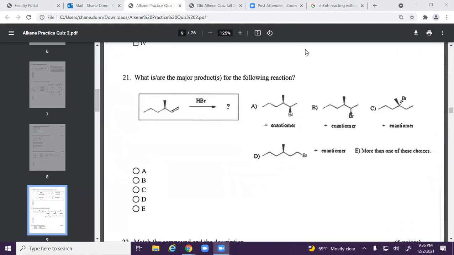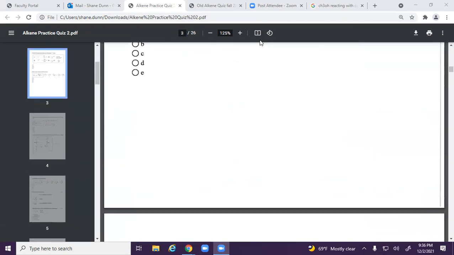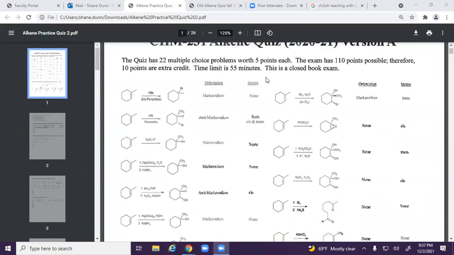Yep, 21, yay. Okay, so HBr, reacting with nothing. So we scroll all the way to the top, find HBr reacting with nothing, which is the very first one.